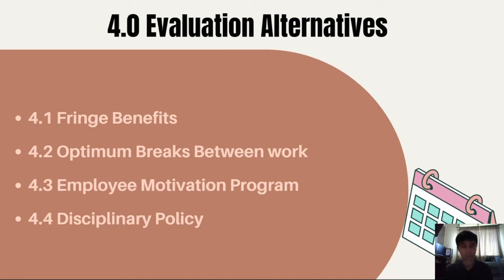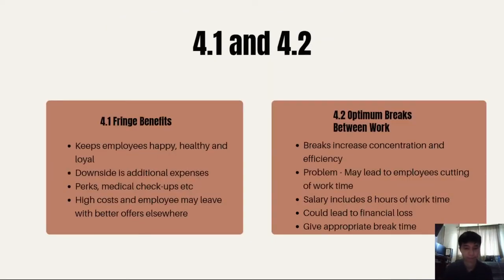Okay, so as for evaluation alternatives, there are 4, which are fringe benefits, optimum breaks between work, employee motivation program, and disciplinary policy. So as for 4.1, fringe benefits is to ensure that the employees are kept happy, healthy, and loyal.